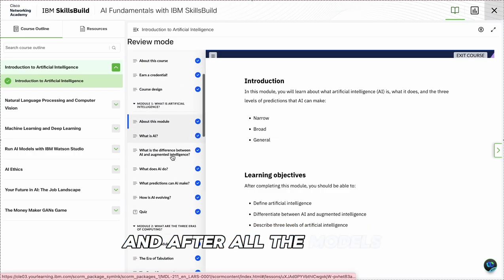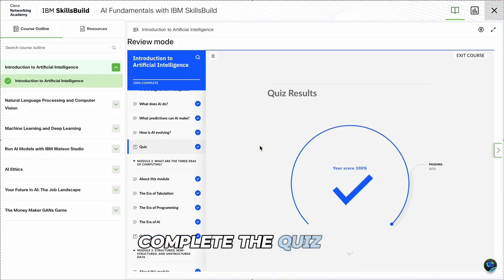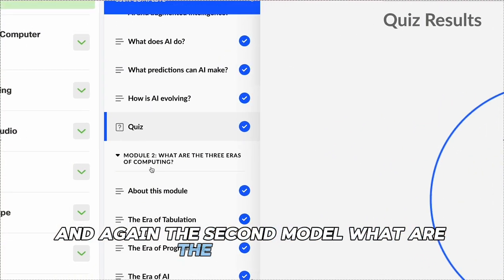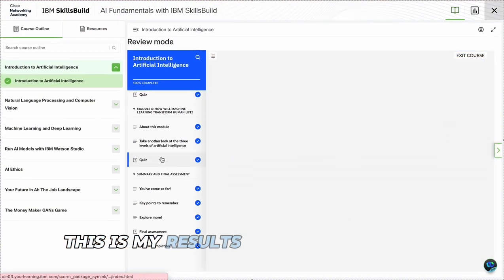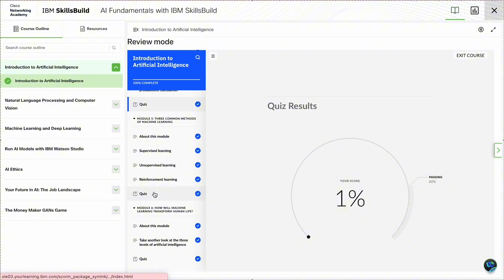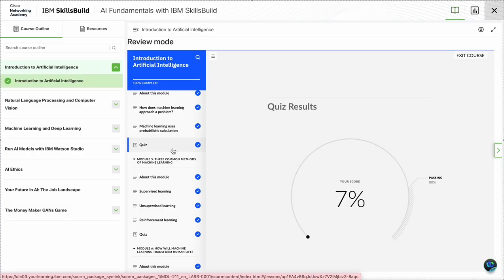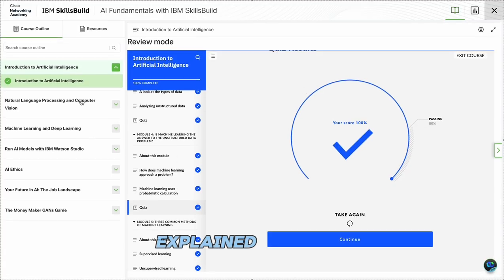And after each of the modules, we need to complete the quiz. As I see now, you can notice my score was 100%. And again, the second module, what are the areas of computing, and so on. This is my results. Now you can see it for module 6, for modules 5, 4 and 3. I also explained about it.